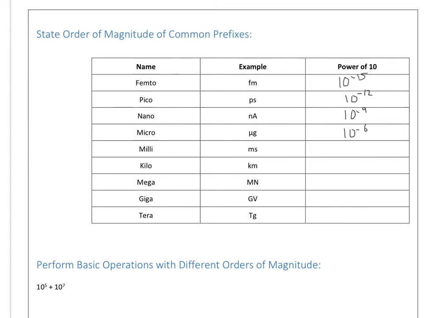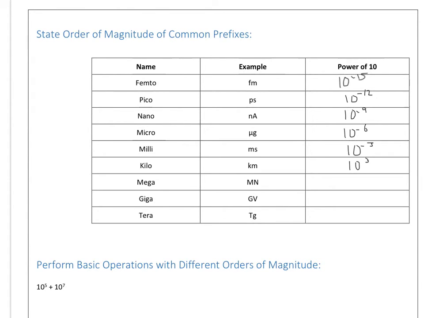Onto the scales you're probably more familiar with. Milli, you'll come across like millimeters. This is a millisecond. Milli indicates 10 to the minus 3. The next one in, logically, would be 10 to the 0, but that's just normal, so that's no prefix because that's just one. So the next prefix we come across is kilo, so you'll be familiar with kilometers, so that's 10 to the 3.